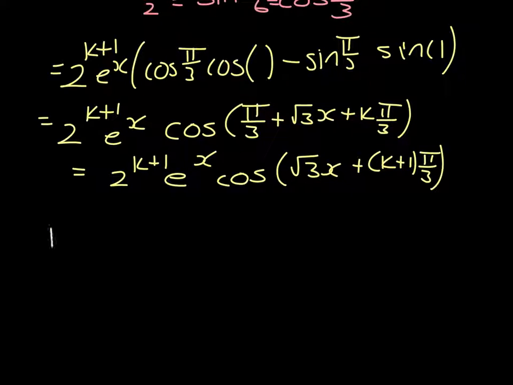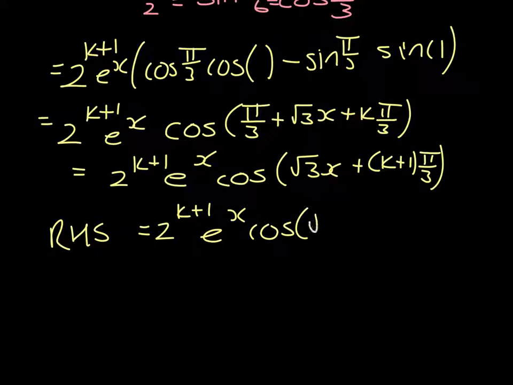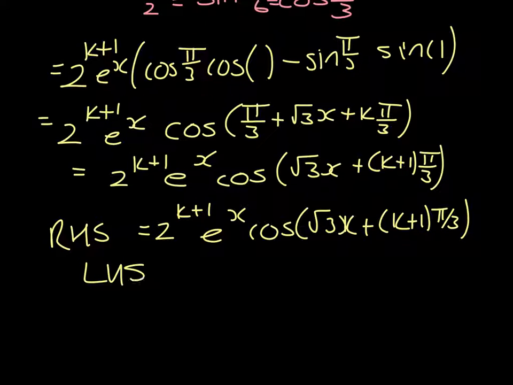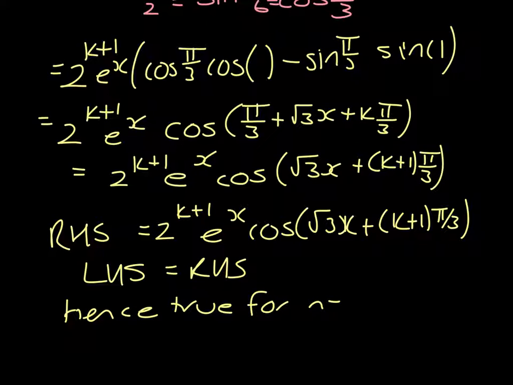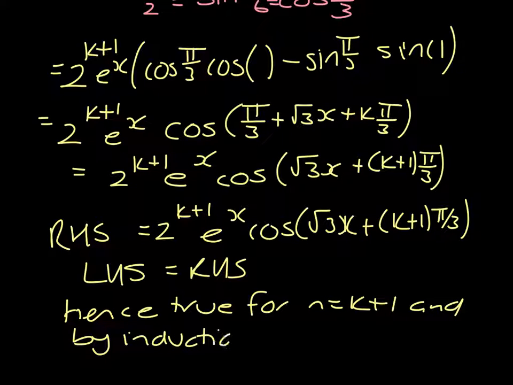If we take the right hand side, we will get 2 to the power k plus 1 e to the power x cos of root 3x plus k plus 1 pi over 3, which means that left hand side equals right hand side. So that's hence true for n equals k plus 1 and by induction true for all n.